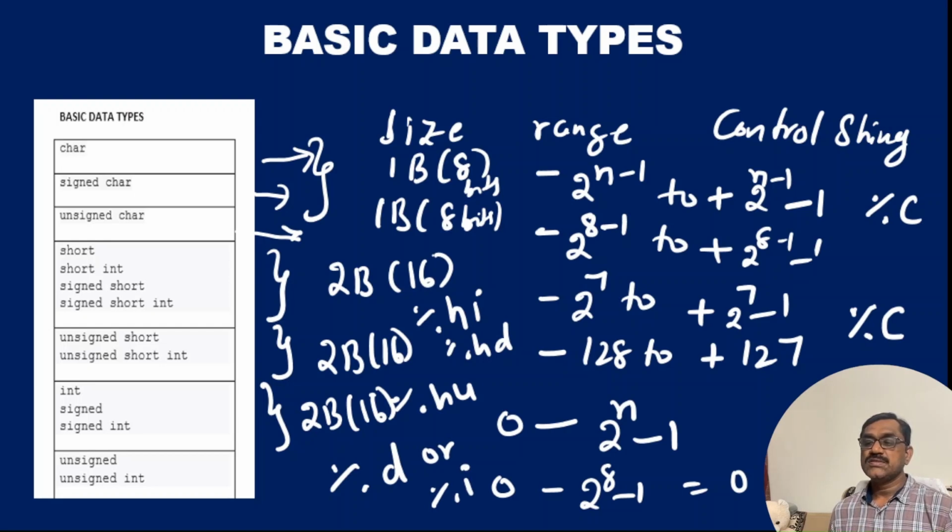For unsigned integer, again 2 bytes, 16 bits. For unsigned, how to calculate the range? 0 to 2 to the power of n minus 1. This is the principle you have to use, where small n represents the number of bits. So for this, what is the control string you have to use? For unsigned, %u. So this is a discussion about how to find out the size, range, and the control string. After this, we will see the next primary or basic data types.